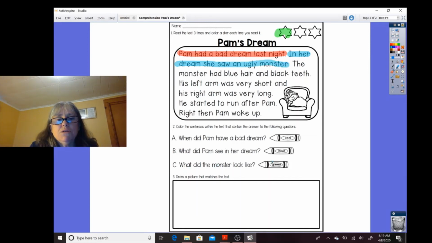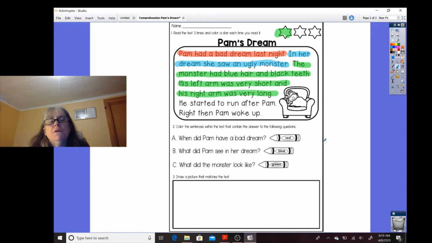What did the monster look like? And we're going to go for green. The monster had blue hair and black teeth. His left arm was very short and his right arm was very long. Good. Okay, so now we're going to use that information to draw a picture down here. Now, please remember, Mrs. Collins is not great at drawing, so I'm going to do my best.